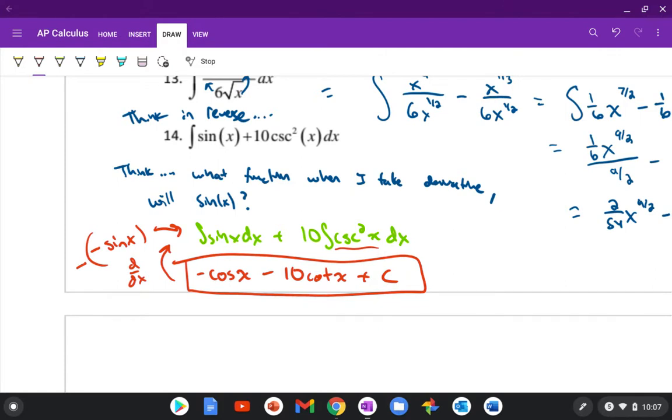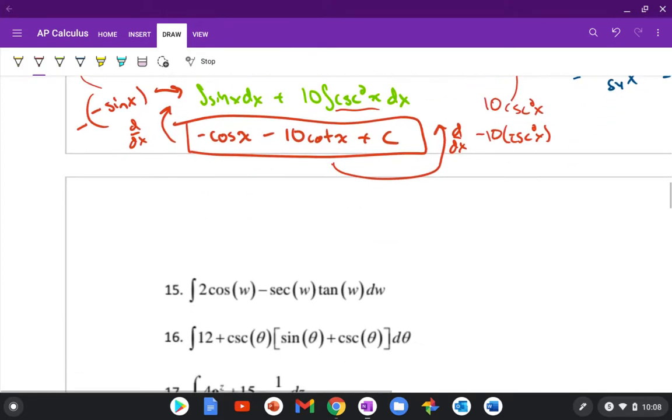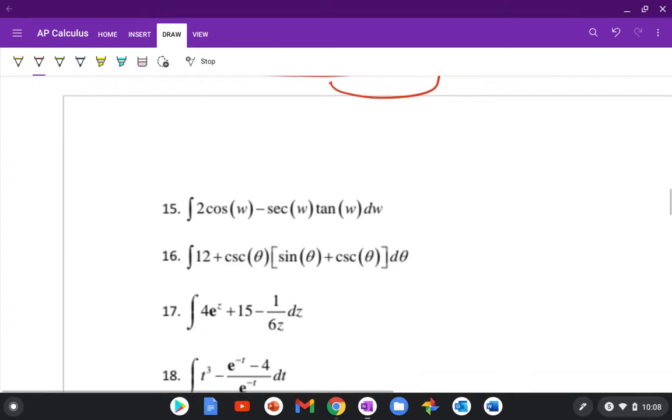And again, the way that you can check this is if you were to take the derivative of this, well, the derivative of cotangent is minus cosecant squared, so you have negative 10 times minus cosecant squared x. Minus minus becomes a plus, so it becomes 10 cosecant squared x, which is what we started with there, right? So this is going to be a little bit challenging thinking in reverse, but you can always check your answer by taking the derivative and seeing if you get the original problem. So I'll go through a few more of these here.